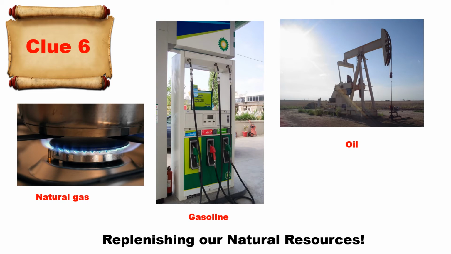Clue number 6 shows us fuel sources like coal, oil, and natural gas, which are often burned to make heat or electricity. Natural gas burners on the stove, gasoline, and you see the gas pump, and oil, which you see from the oil well, are sources of tremendous energy. Humans burn them to create heat, electrical, and kinetic energy, but it takes millions of years on Earth to replenish them.